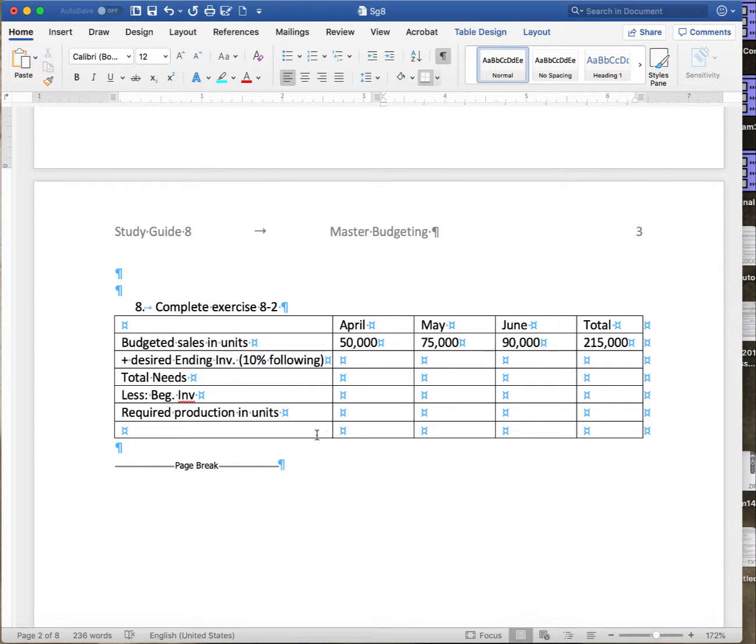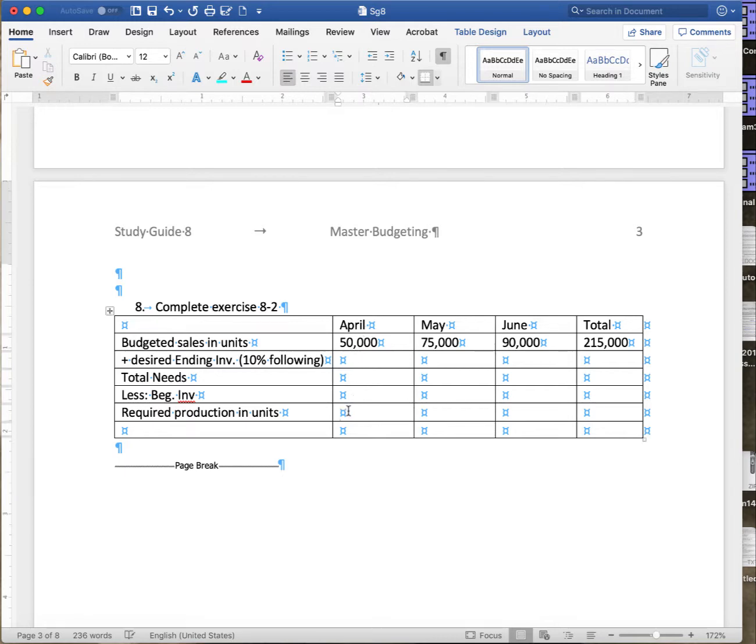Now, before we go any further, I remember in the lecture video, at least I hope I said this, we have to understand that formula. We got to know that formula, right? So we're doing the production budget. We need to take our budgeted sales in units plus desired ending inventory, which is 10% of the following month. That equals our total needs. We subtract out our beginning inventory, what we started with. That tells us how much we need to produce in units. Okay? So we're going to start with April.